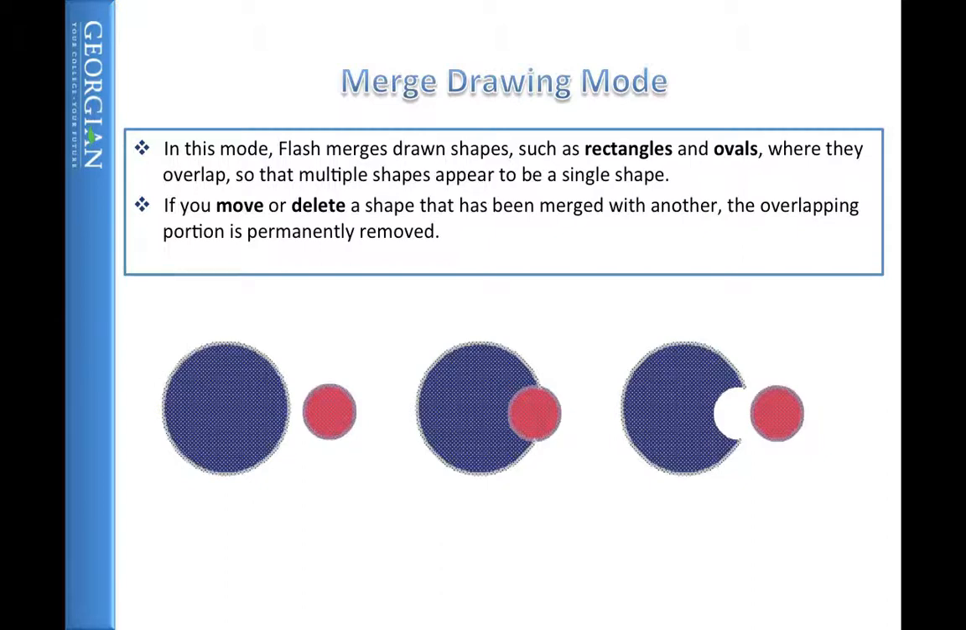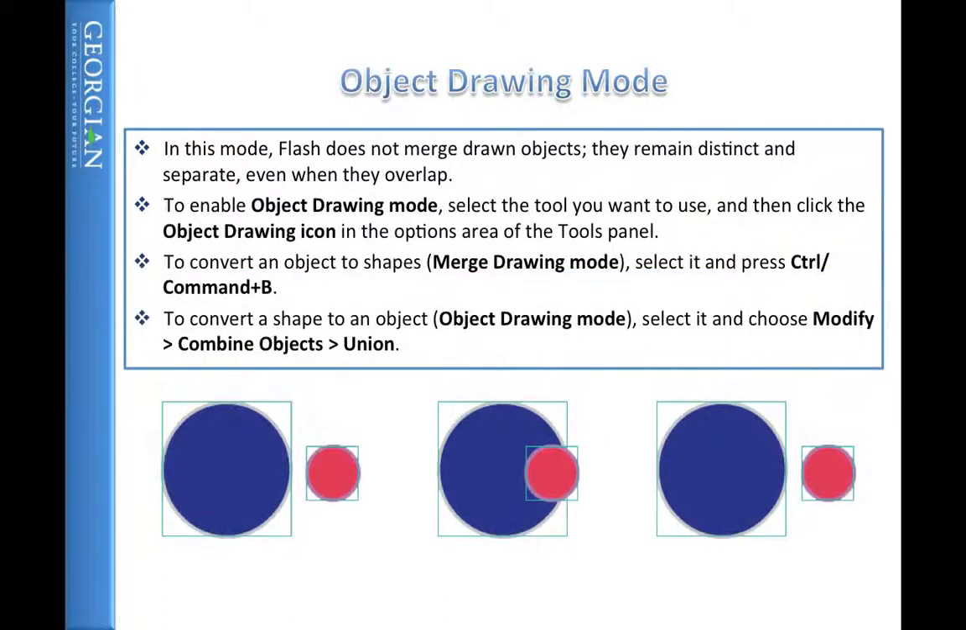merge drawing mode, which is the shape drawing mode I was talking about, and object drawing mode. So this is your merge drawing mode, where you can take your object and take a bite out of the other objects. Here's object drawing mode. Object drawing mode is when the object is all one. Each object is separate, so they don't interact with one another. That's object drawing mode.